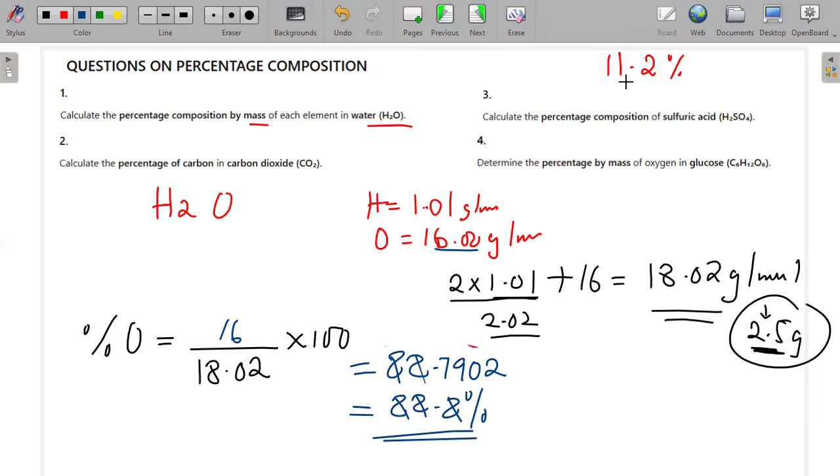And then 11.2% will be the mass for what? Hydrogen. So know this fact, especially this one for hydrogen. The one for oxygen is not important, but the one for the hydrogen is important because we'll be using it in combustion analysis. So we found the percent composition of this water. It is made up of 11.2% hydrogen and 88.8% what? Oxygen.